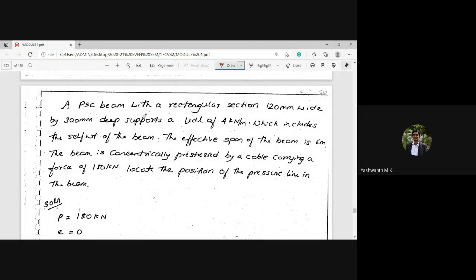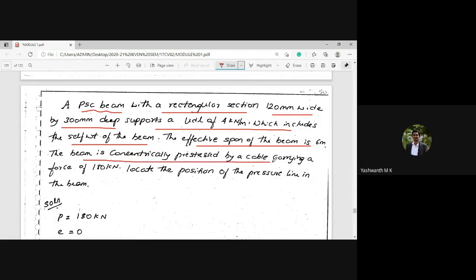Let me consider this. A PSC beam with a rectangular section, 120 mm wide and 300 mm deep, supports a UDL of 4 kilonewton per meter, which includes the self weight of the beam. You need to be very careful regarding this in the examination also. The effective span of the beam is 6 meter. The beam is concentrically pre-stressed by a cable carrying a force of 180 kilonewton.